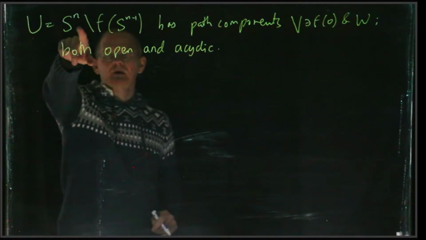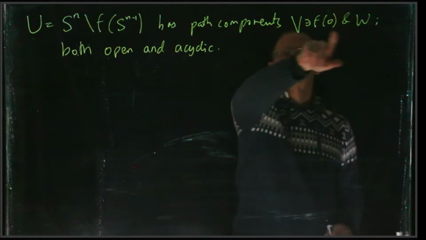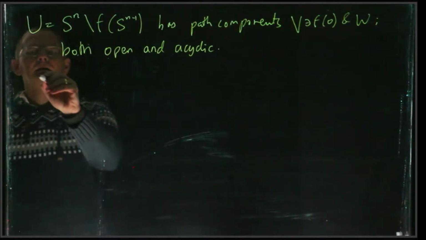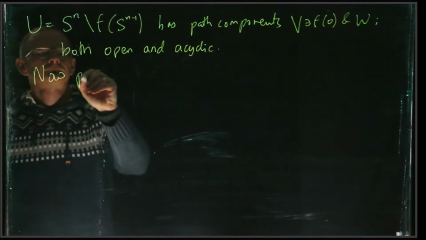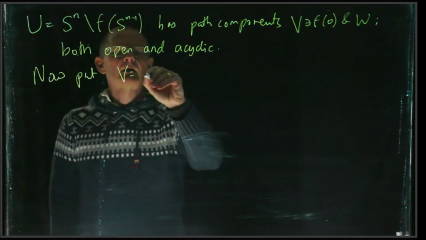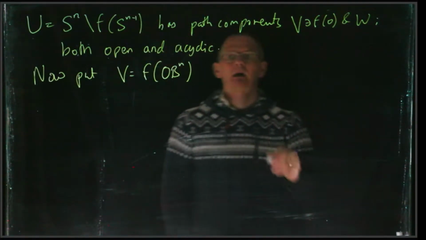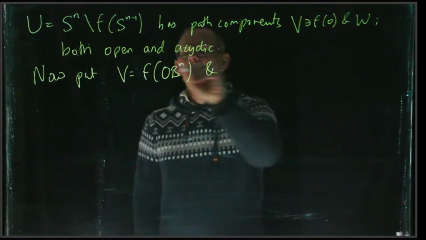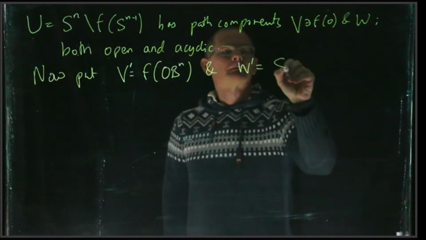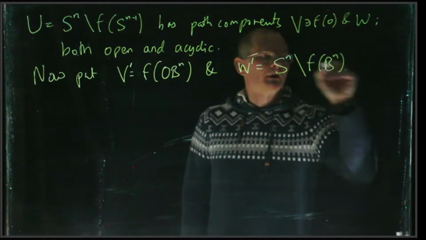Okay, so I just wrote again what we said a second ago. We've got our U is Sn with the boundary sphere removed. There's two path components, V and W, V being the component of f of 0, and both of these are open acyclic sets. So now let's put V prime to be the image of the open ball, and W prime to be what I get by removing the full image of the full closed ball.